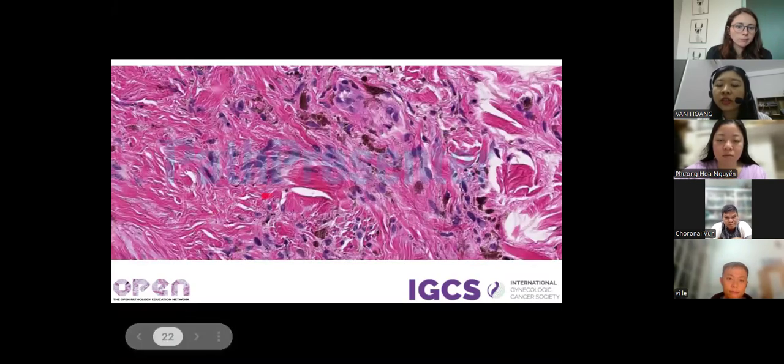The high magnification will show the spindle-shaped cells. They are elongated, with dark, irregular nuclei embedded in the dense pink fibrous stroma. They are collagens. And numerous melanin pigment is scattered throughout the tissue.